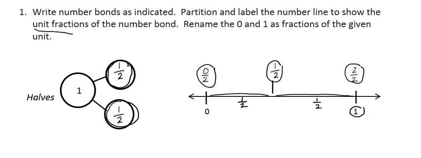The one whole point, though, is 2 halves, so we have to tell how many halves make up the one whole. So the number bond is showing us that one whole is made up of 2 halves, and the number line is showing us that one whole is made up of 2 halves.